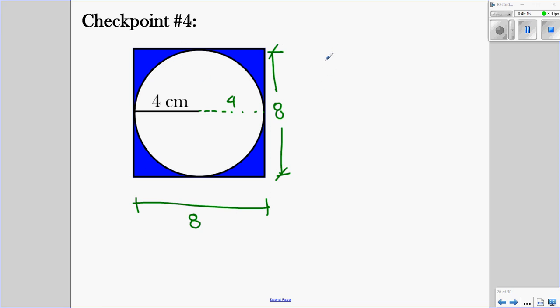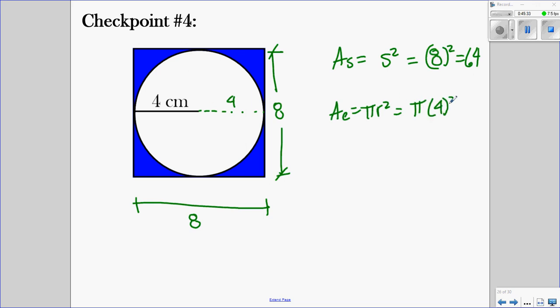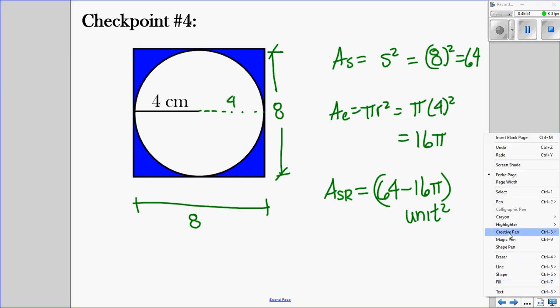So now I need to find the area of the square, which is s squared, and then 8 squared is 64. And then the area of the circle, pi r squared, the radius is 4, to be 16 pi. And the shaded region, because if we see something shaded, we know that we're looking for shaded and we're subtracting. So bigger minus the smaller. And then since we cannot combine them, unit square. And then I box the answer.